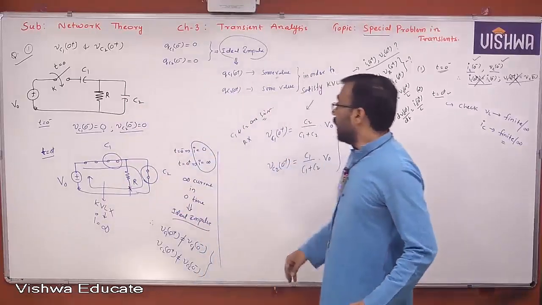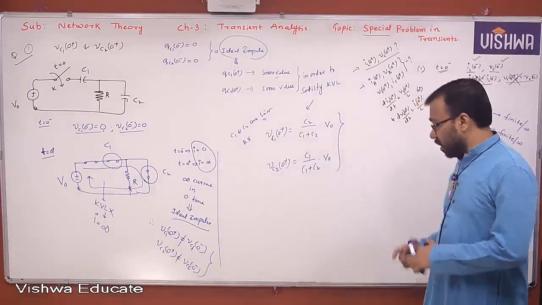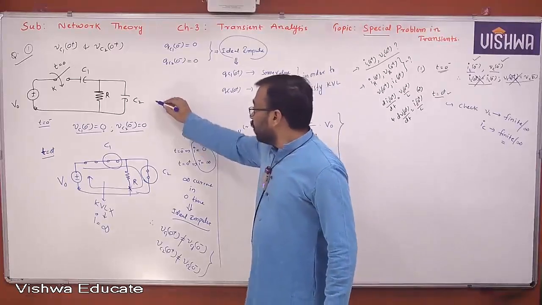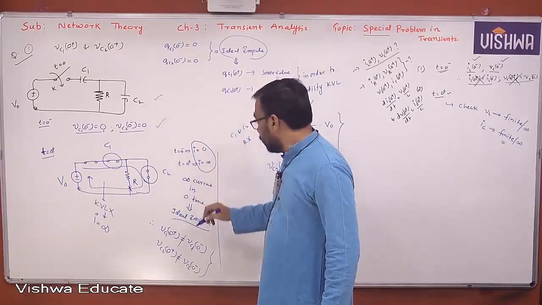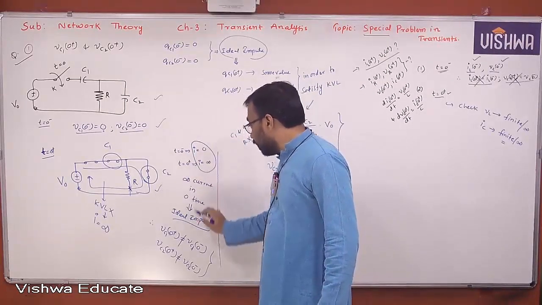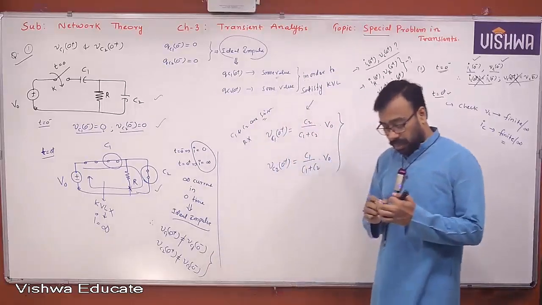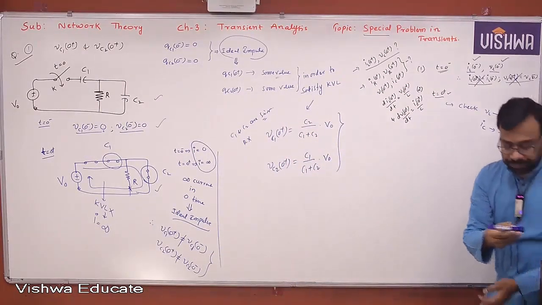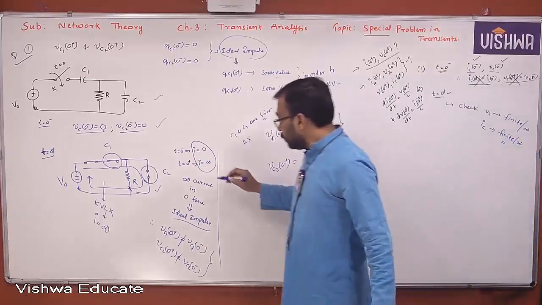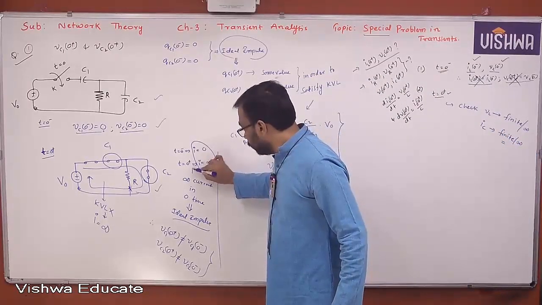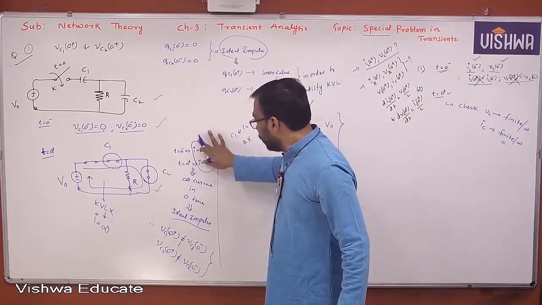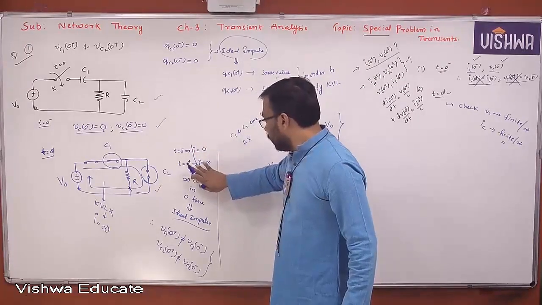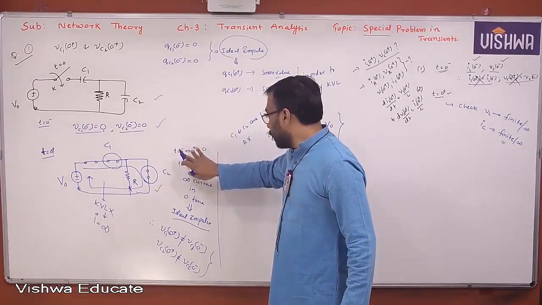So please note down. I'll give you some important points to be noted down, okay? First you note this and this and this, and then I'll give you some points. It's very clear that infinite current is passing in zero time. Yes or no?